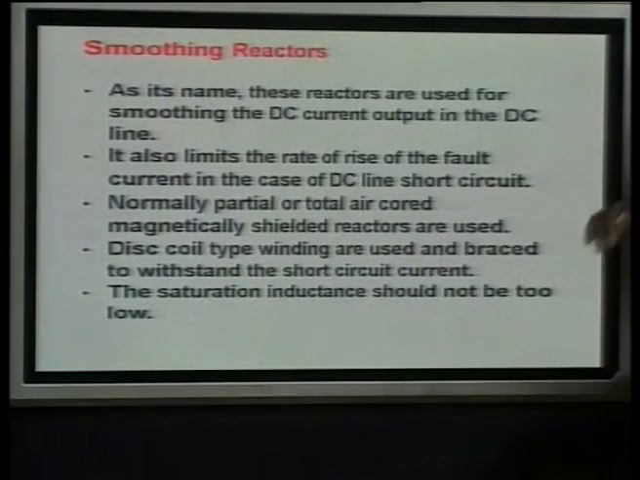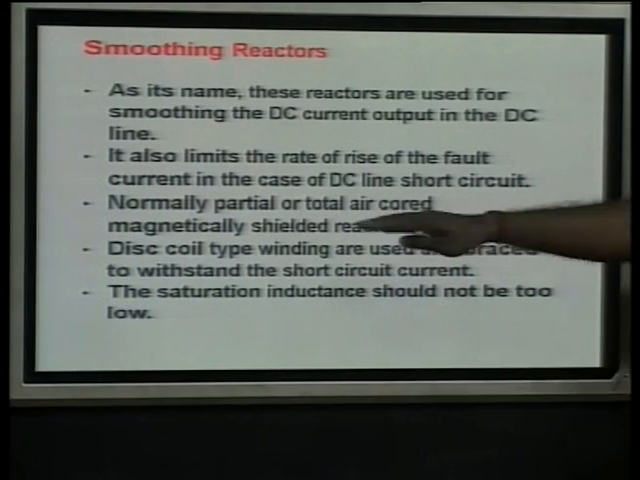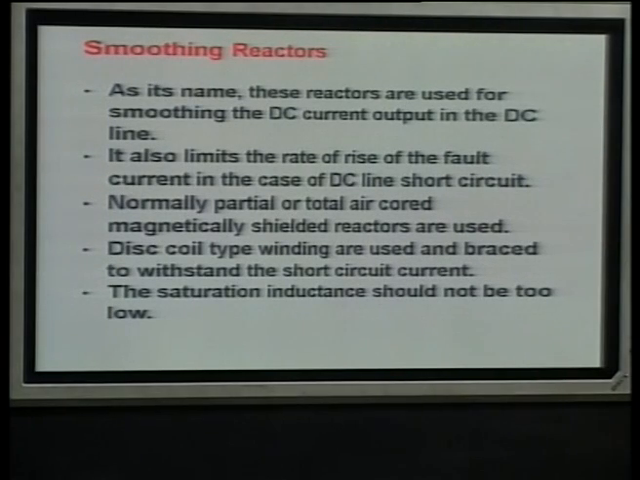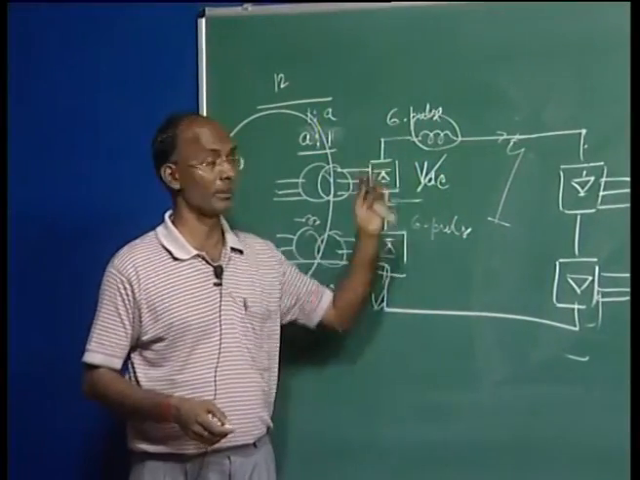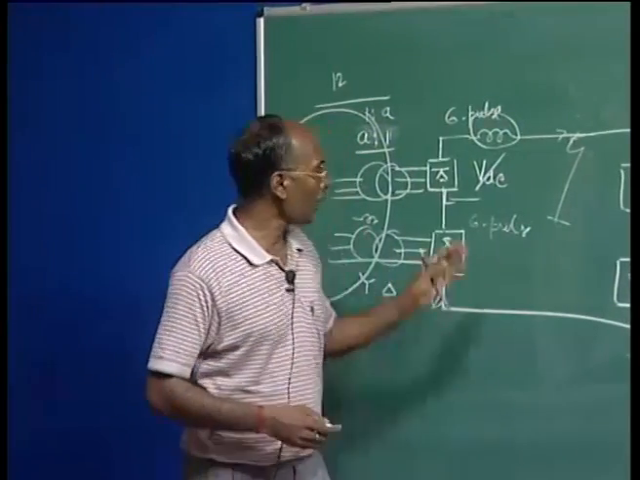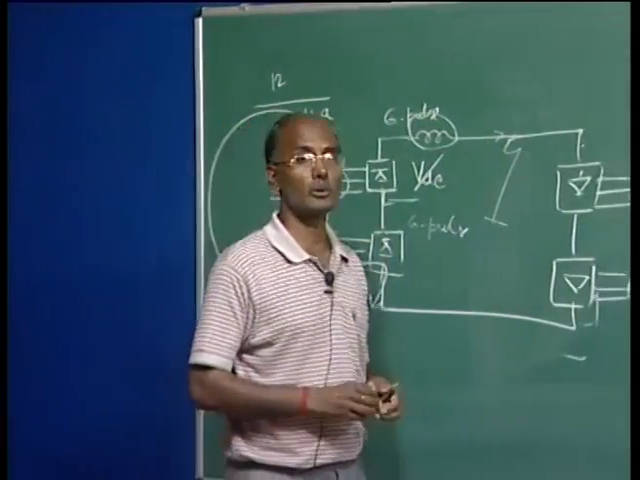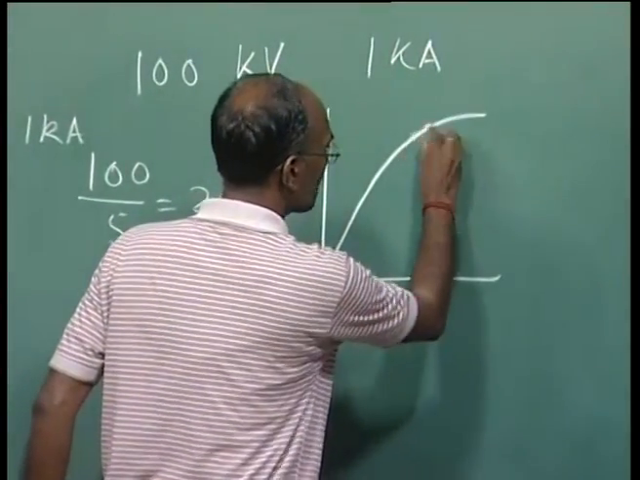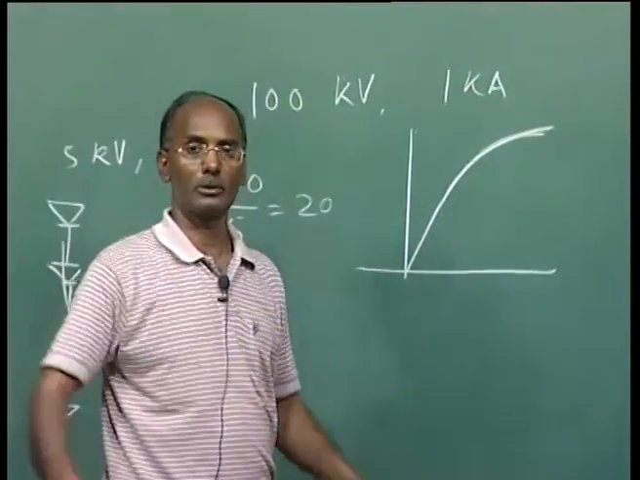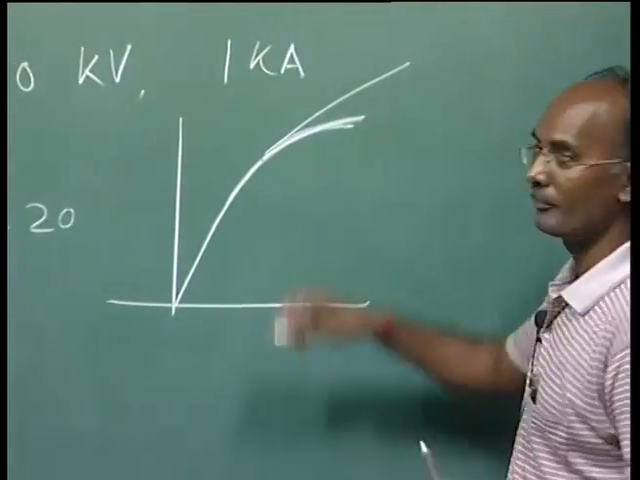So a special type of reactor is used. Normally the partial or total air core magnetically shielded reactors are used, even though sometimes disc coil type windings are used and braced to withstand the high short circuit current, because this current will be very, very high and therefore it should withstand it, otherwise it will be damaged. Another consideration here is transformer saturation. If you see the saturation curve here, in this zone we go for the longer one, so that the saturation reactance or saturation inductance should not be too low, means this slope should normally be like here.